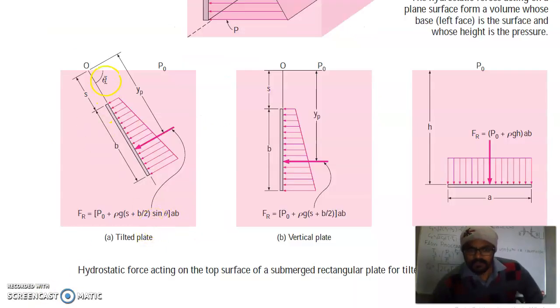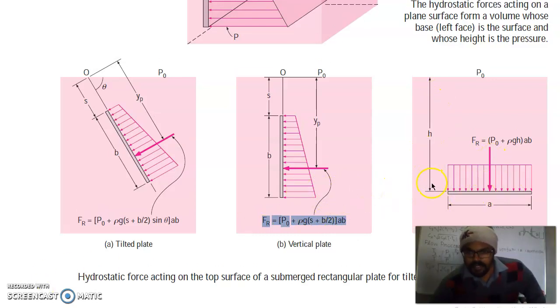Let's discuss one more case. When theta is 90, the plate is fully vertical, so sine theta is equal to 1, and this equation reduces to this here. In one more case, the plate is horizontal. Now if the plate is horizontal, the force and its line of action will be at the center of the plate, and we will use this height h, the distance from the surface, because now the plate is horizontal. So the distance at each and every point from the surface is the same.